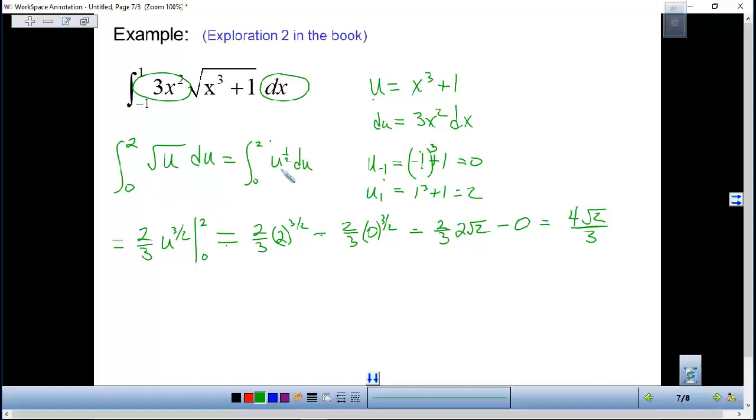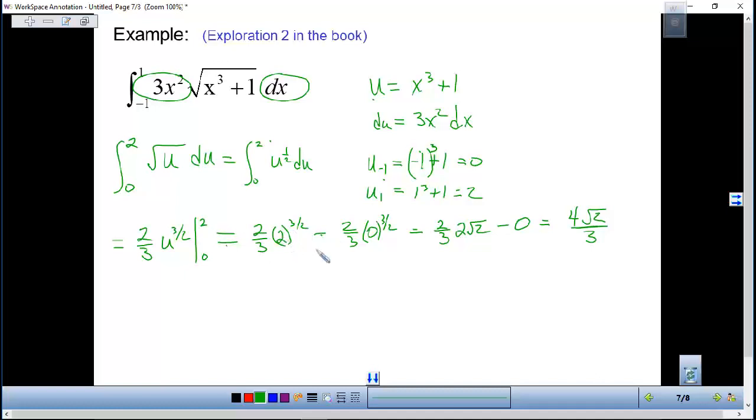So I rewrote that as u to the 1/2 power, and then took the antiderivative of it using the power rule. So we end up with 2/3 u to the 3/2 power, evaluated from 0 to 2. So then I plugged in 2, and I plugged in 0, and I subtracted them. Plug in 2 first, the upper bound, and then subtract when you plug in the lower bound. So we end up with 2/3 times 2 to the 3/2 power minus 2/3 times 0 to the 3/2 power. Now, of course, that's going to be 0, so that's not going to be a big deal.